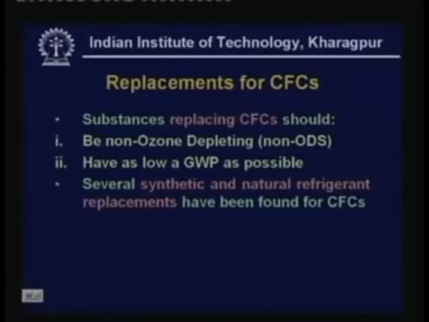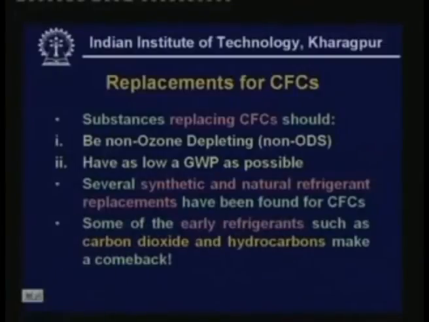People have again found several synthetic refrigerants which meet these criteria. There are several synthetic refrigerants which have 0 ODP, but they have some GWP. And people have also again looked at the natural refrigerants which were used earlier and which were phased out due to some problem or other. So right now you have some non-ozone depleting synthetic refrigerants and also natural refrigerants which have 0 ozone depleting potential. And some of the early refrigerants, as I was mentioning, such as carbon dioxide and hydrocarbons, which were phased out, are again coming back because of their favorable effect on the environment.